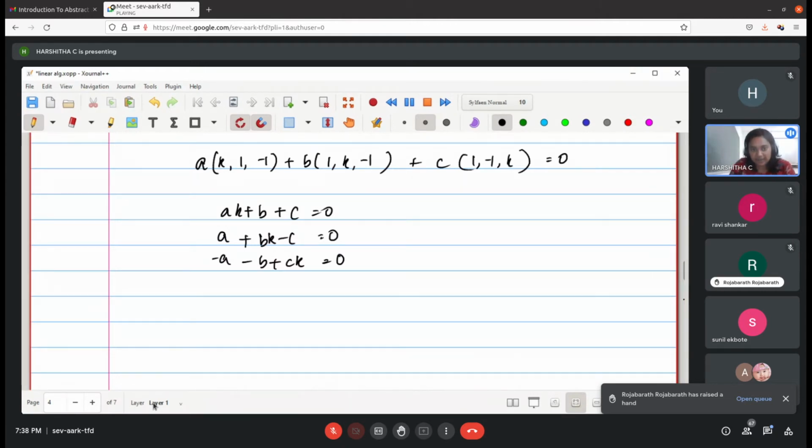So when we write it in the matrix form, what are we getting? The matrix with rows (K, 1, 1), (1, K, minus 1), (minus 1, minus 1, K) times the vector A, B, C equal to 0, 0, 0.